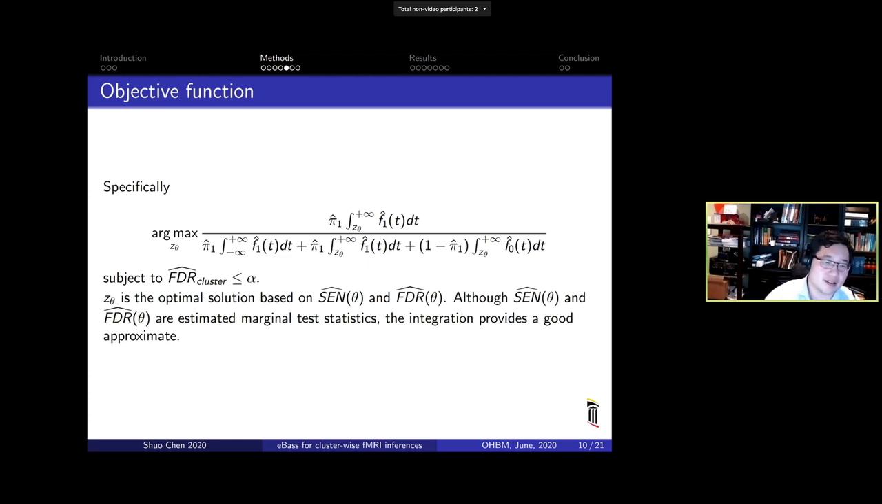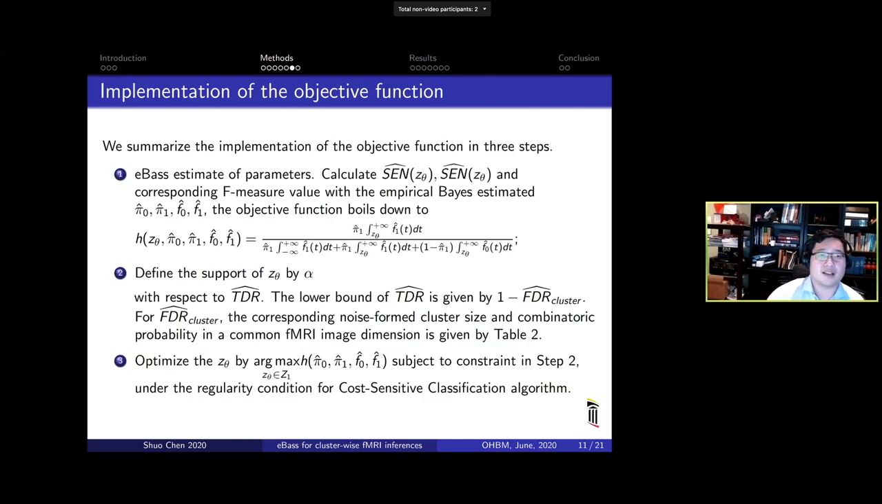So the zeta is the optimal solution for the primary threshold based on the empirically estimated sensitivity and FDR. And although sensitivity and FDR are estimated based on the marginal statistics, the integration will provide a good estimate of the true value of the sensitivity and FDR. So we have some theory to prove that.